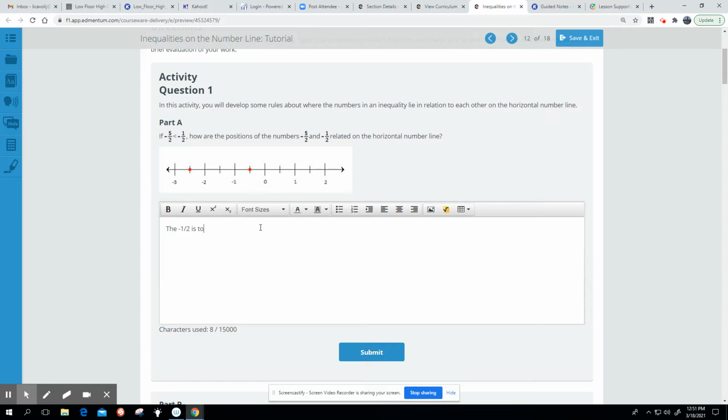-1/2 is to the right of -5/2 because larger numbers are to the right of smaller value. Okay, and we can see that here. We can see that this is the location of -1/2. And then if we just count the halves, this is 2 halves, 3 halves, 4 halves, and 5 halves. This is -5 halves, which is also the same as -2 and 1/2.